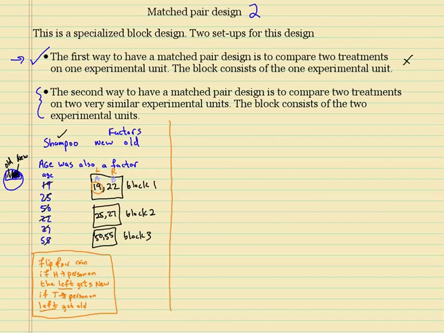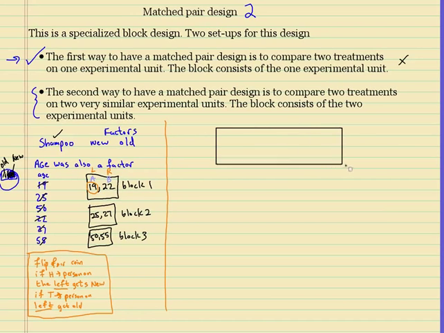So now let me give you a different situation that has to do with plots of land. Okay, plots of land. These are always good problems.